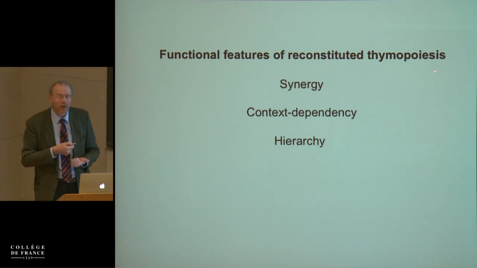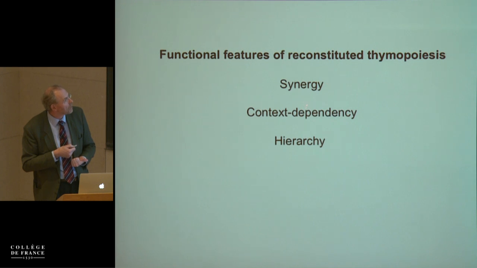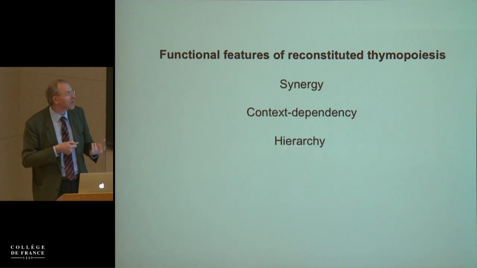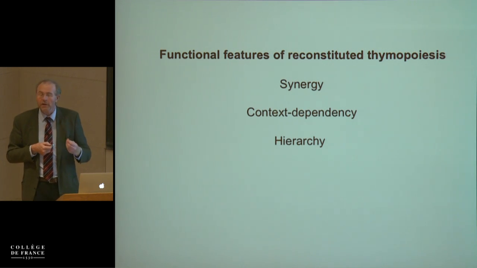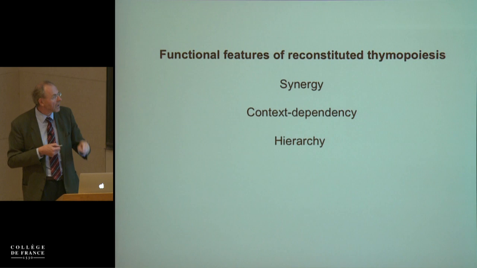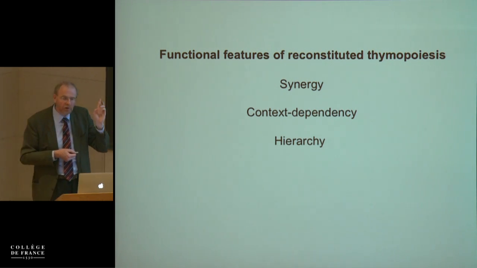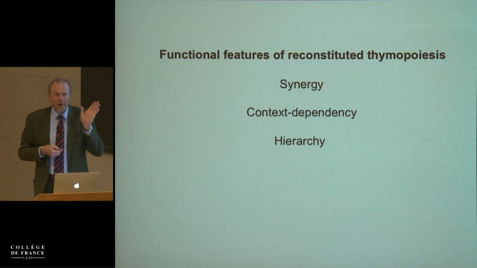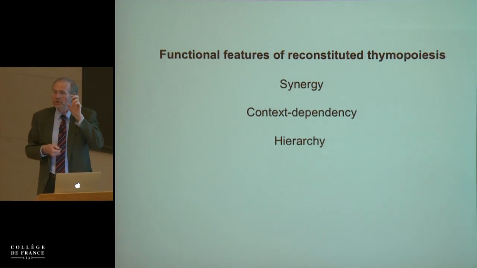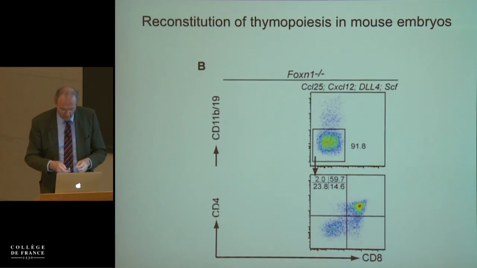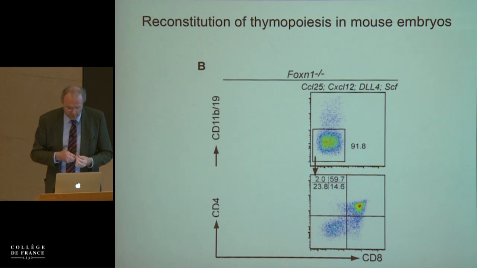So each factor does not work alone, but it depends on the context. Different combinations produce different outcomes, and there's a hierarchy. Delta-like 4 is at the top of the hierarchy. When there is a Notch signaled cell, there is nothing else happening but T-cell development. So delta-like 4 is very important, and that reminds you of the analysis I mentioned that Bajoghli did, where he found that delta-like 4 is the first target of this particular FOXN1 gene. But the story is a little more exciting.